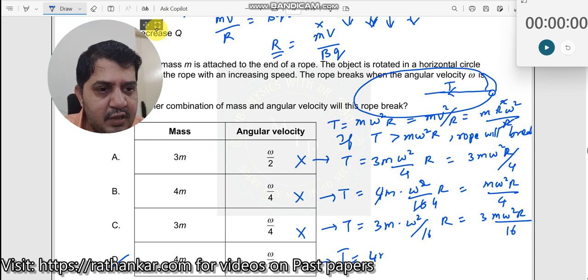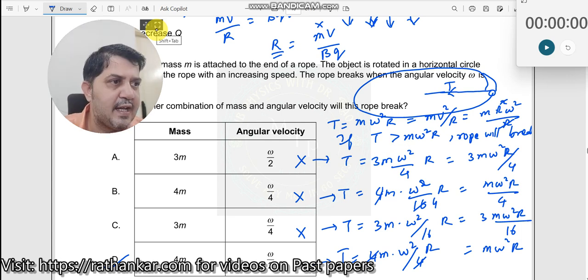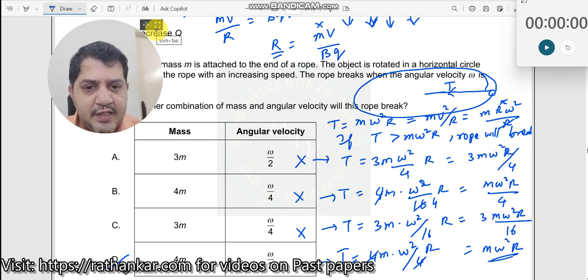T is equal to 4m into omega square by 4, multiplied by r. So this should now be equal to m omega square r. If T is equal to m omega square r, it breaks, or if it is greater than it, it will also break. So this condition is met only here. So D is the right answer.